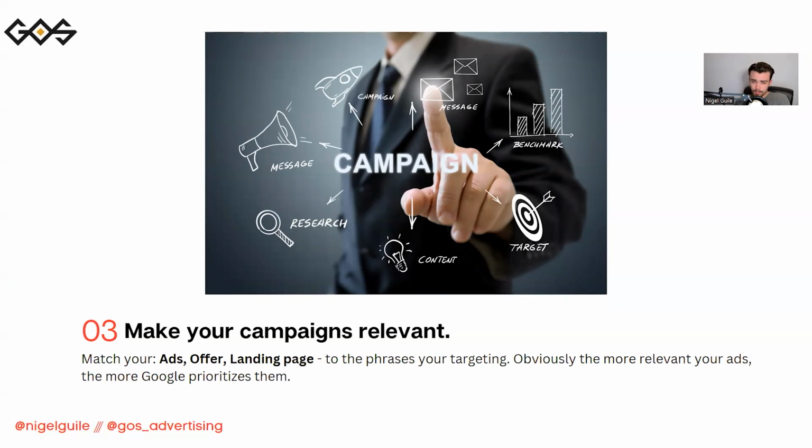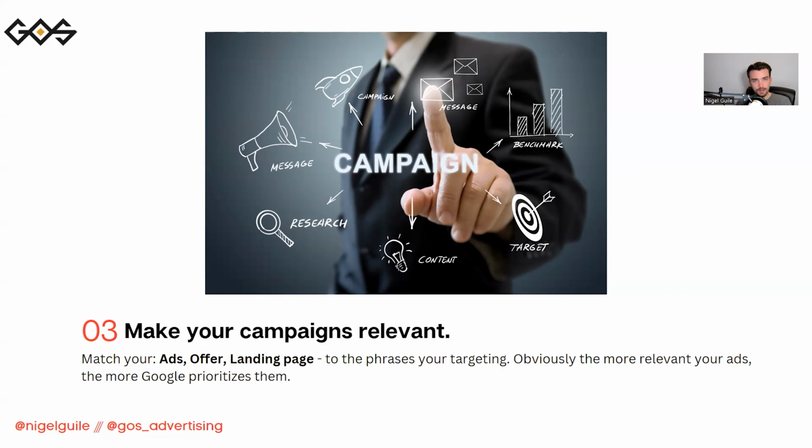Number 3 here is make your campaigns relevant, right? Match your ads, your offer, and your landing page. All of the ads should be congruent with what you're offering, and the same thing goes for the landing page. So if we're looking for keywords, we want to make sure those keywords are actually on our landing page and in our ads. Make everything relevant. That's just going to make Google optimize your campaign even further, because they want their users to have the best possible experience on Google.